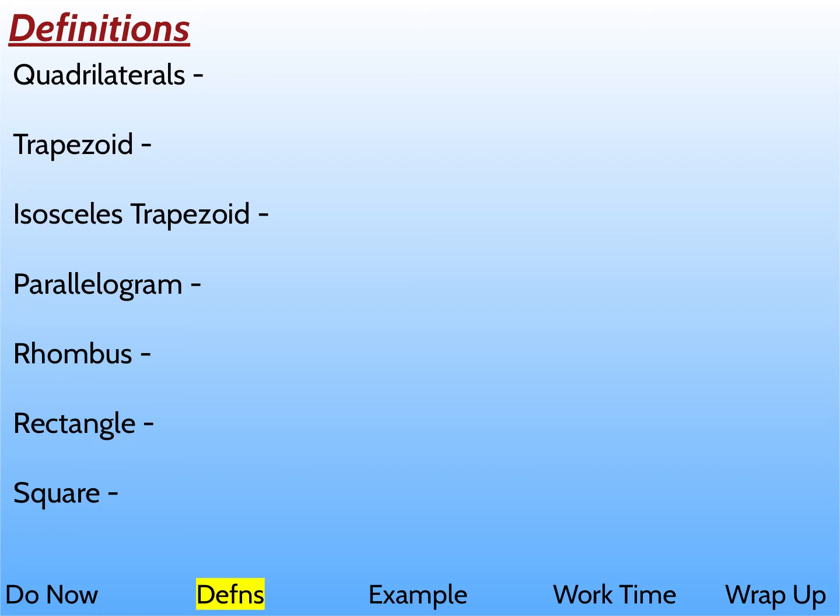Okay, so here we're just going to go through the definitions of each of these, which is basically the most basic, easiest way to describe each of these shapes. So, quadrilateral. That's any four-sided polygon. So all of these down here are also examples of quadrilaterals.